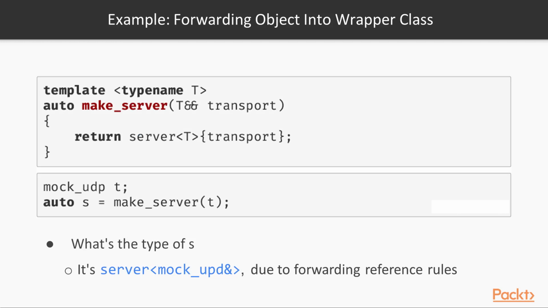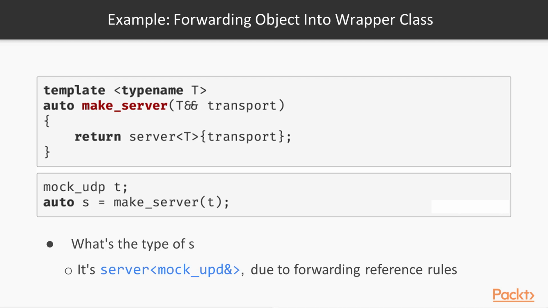make_server will take a transport by forwarding reference and then return a server passing T as a template argument and passing transport to its constructor. Now, if we try to use this make_server function with an lvalue transport MockUDP instance, you would expect the type of the server to be Server<MockUDP>. But due to the forwarding reference rules, this T here is deduced as T&, as an lvalue reference. And when we are instantiating the server with T, we will actually instantiate a Server<MockUDP&>, which is not what we want, as we want to take ownership of the transport layer.